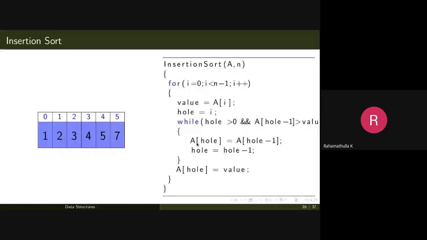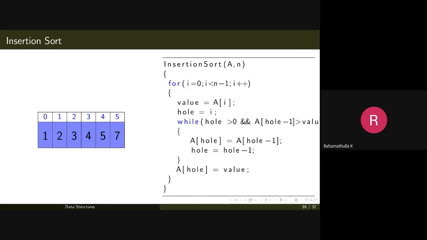That is, while hole greater than 0 and a of hole is greater than value. So for all the values that are available on the left hand side, this condition is true. So it will be n minus 1 into n minus 1. So it will go to n square. So in the worst case, this is going to take n square time. In the average case also, if you consider all the different cases, the insertion sort algorithm is going to take order of n square time.